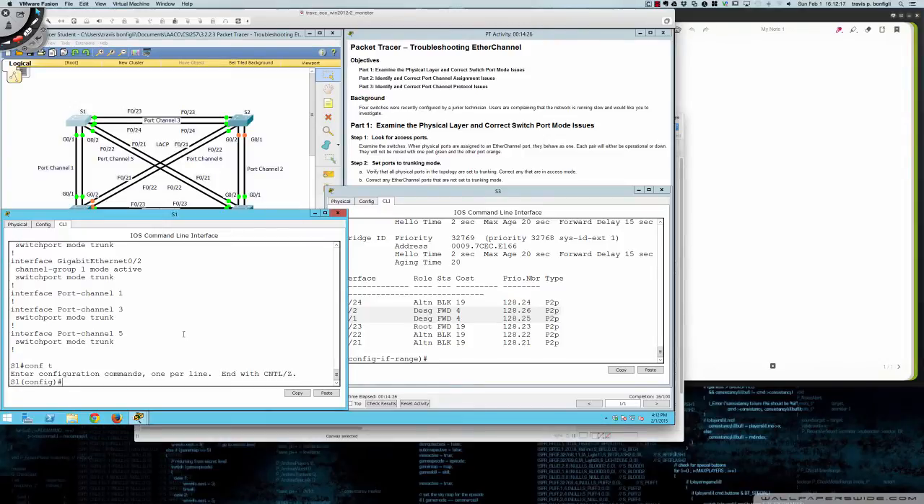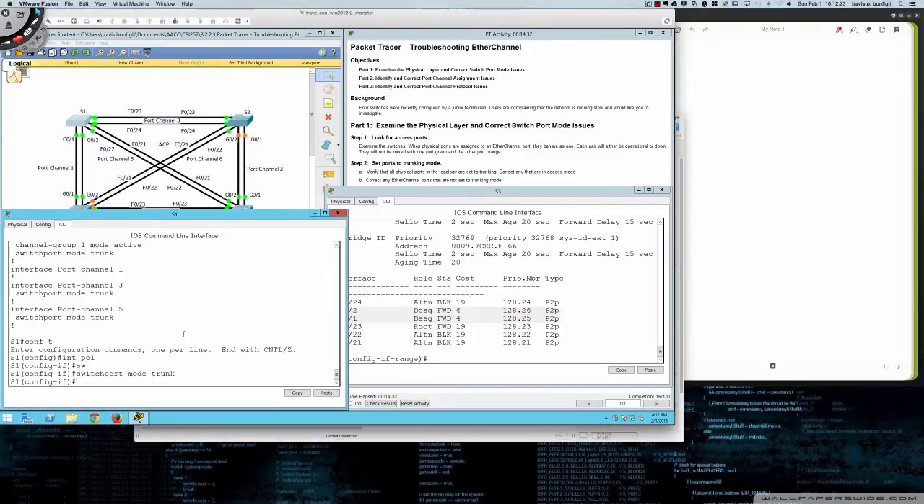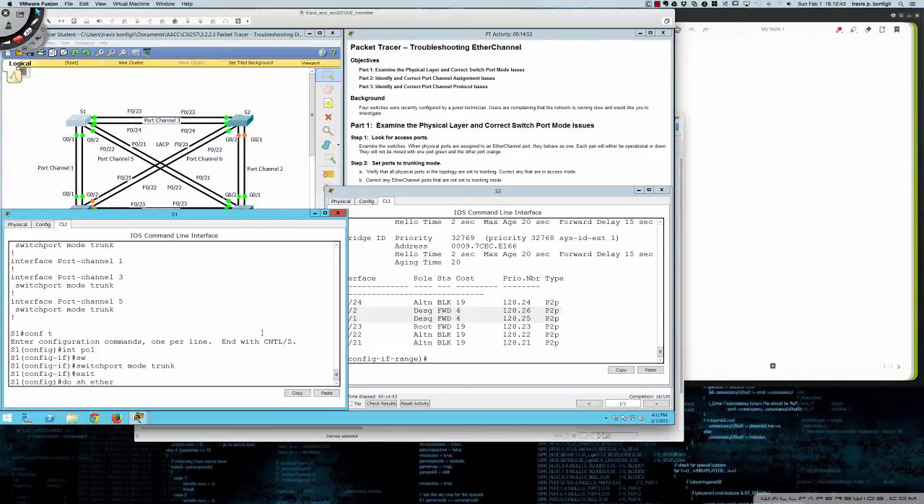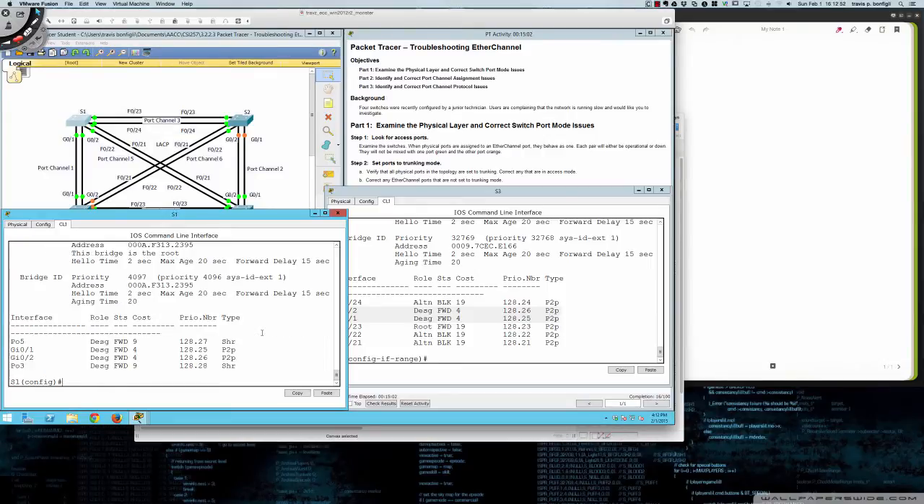So let's go into global config, interface Port-channel 1, and let's say switchport mode trunk. Because if one side's a trunk and the other side is not a trunk, then it's not going to form a trunk for you automatically, which is why we're not seeing this show up as the port channel interface. So let's take a look now. If we do the do show etherchannel summary, it still shows up as down and in the standalone state, but what about a do show span? Nope, we're still seeing Gig 0/1 and 0/2. Let's do a do show run.